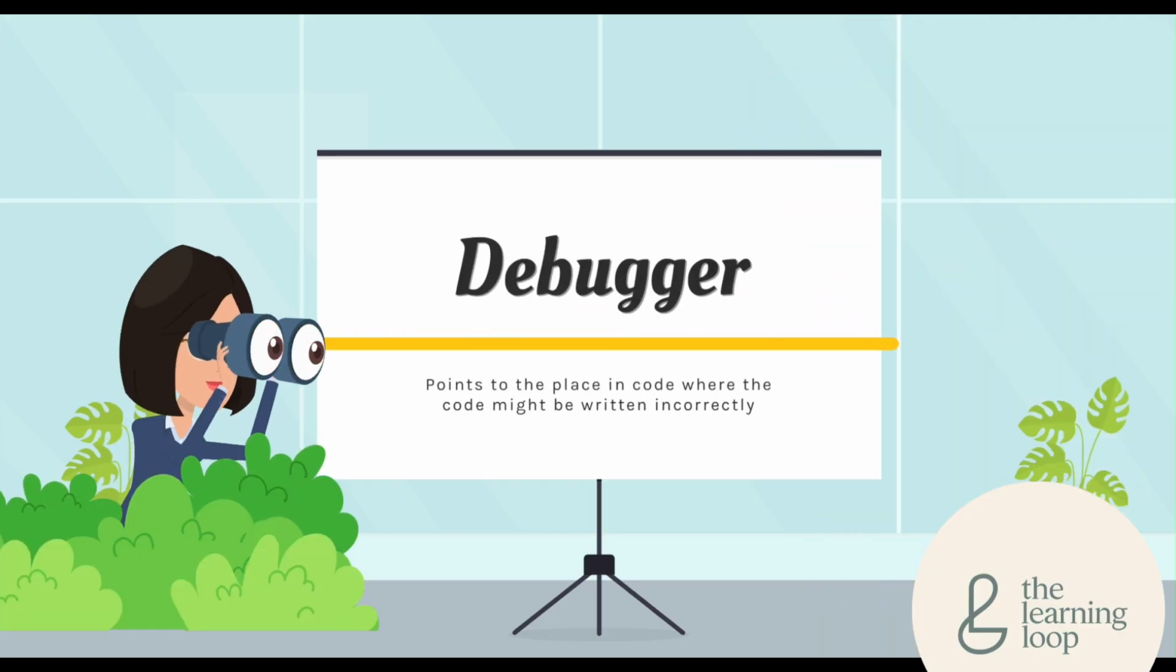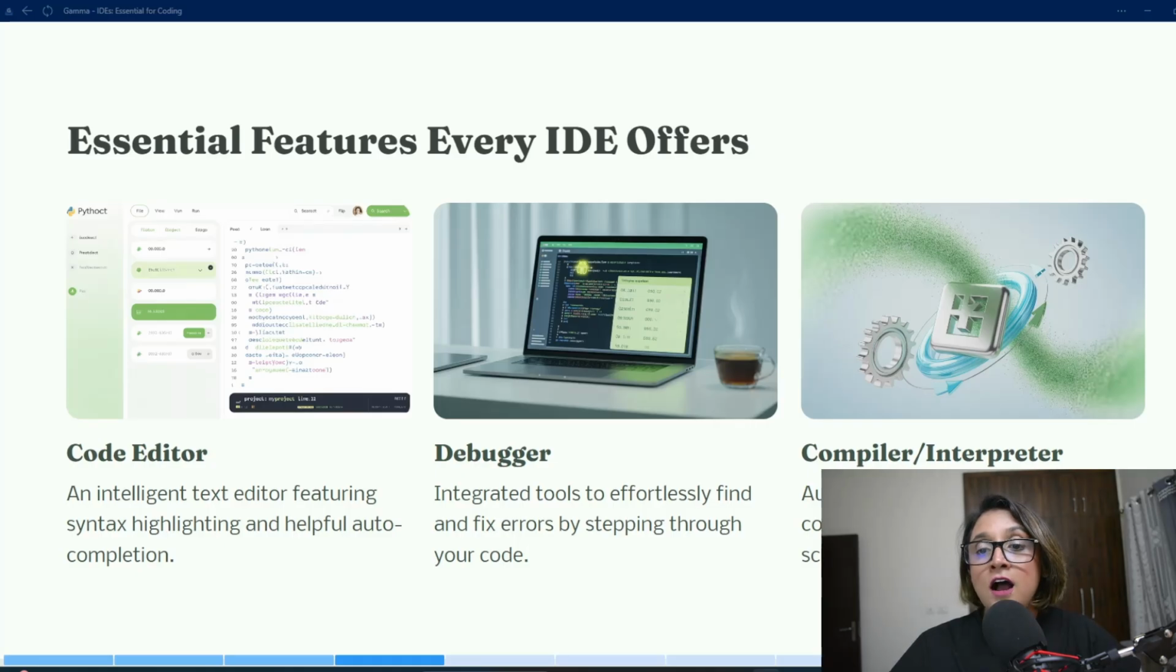Next up is the debugger. This is like your personal detective. Anytime anything goes wrong in your code, the debugger feature would try and help you point to the exact place where the code might have gone wrong.